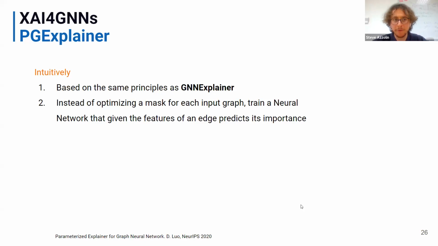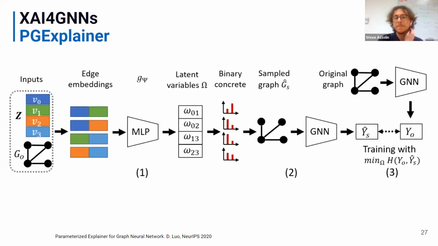At this point, I would like to spend a few words also on the other explainer, PG explainer, which is closely related to GNN explainer, since it shares the same principle as the previous one. In this case, however, instead of optimizing a mask for each input graph that you want to explain, it trains a neural network that takes as input the features of a certain edge and predicts straight away its importance score. And the pipeline can be conveniently summarized as follows.